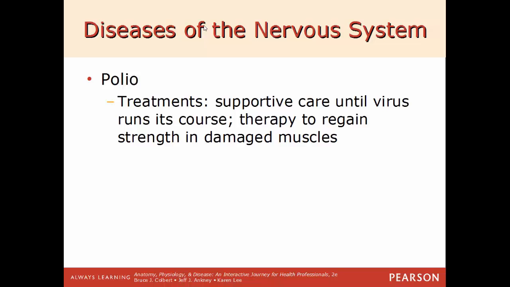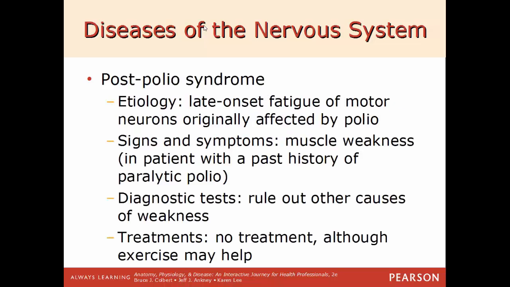strength in damaged muscles. Post-polio syndrome, etiology: a very late onset fatigue of motor neurons originally affected by polio. This could be decades after the initial infection. Signs and symptoms: muscle weakness in a patient with a past history of paralytic polio. Diagnostic test: you need to rule out any other possible causes of muscle weakness. Treatments: there are no treatments, but there's some evidence that vigorous exercise may be able to help.